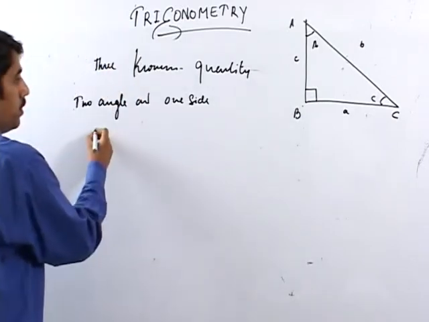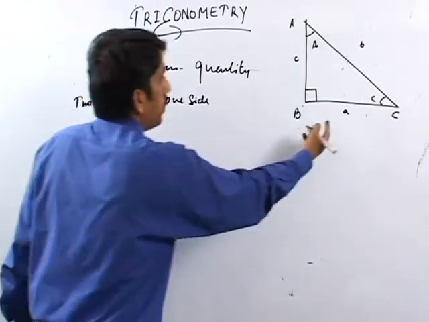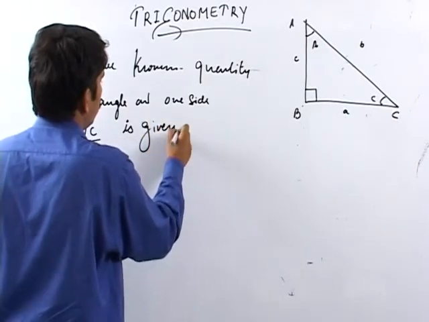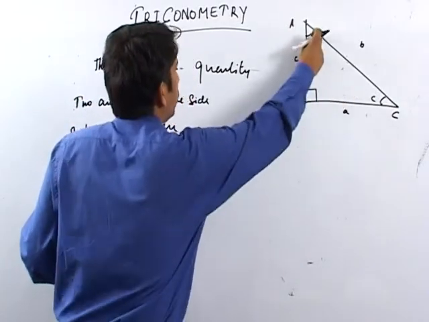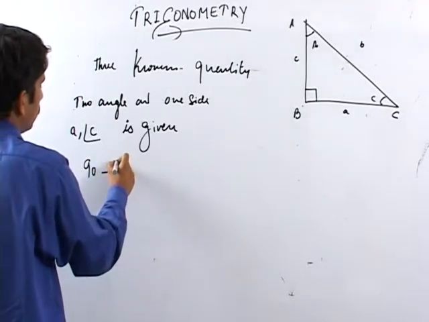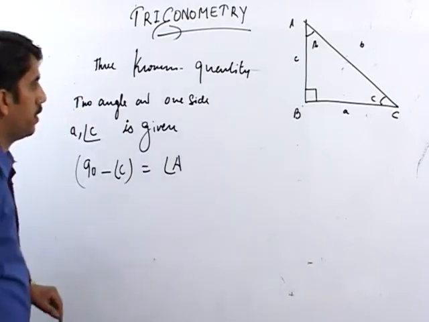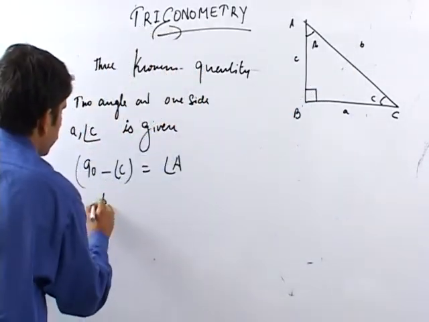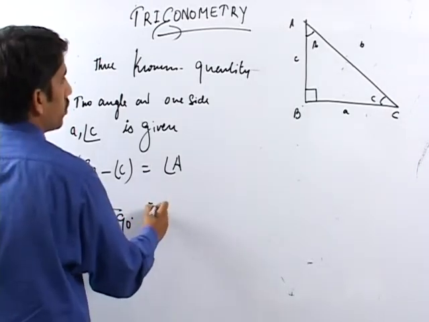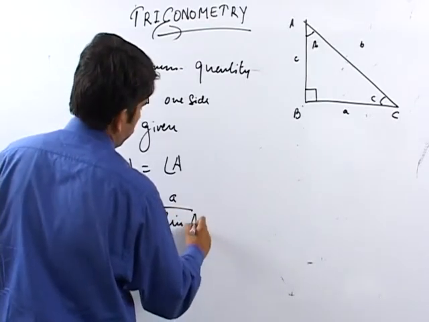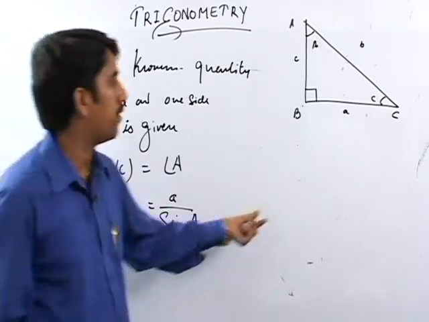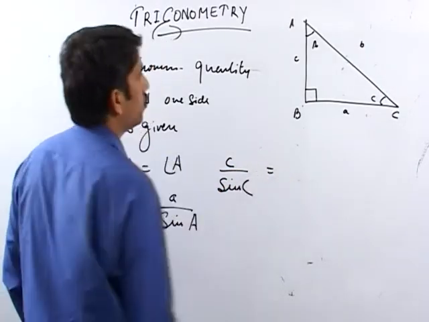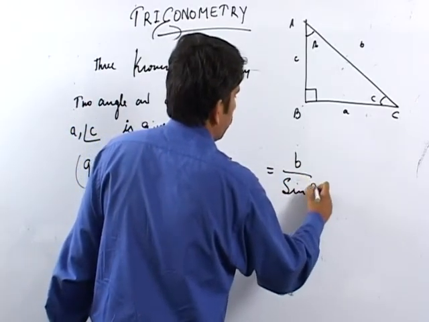Like if this is A and angle C is given, then you can find out this angle A, which will be equal to 90 minus C. And the other two sides, B and C, you can find out by the relation that B over sine of 90 is equal to A over sine of A. From here you can find out B, and in a similar pattern you can find out C. That means C over sine of C is equal to B over sine of B.